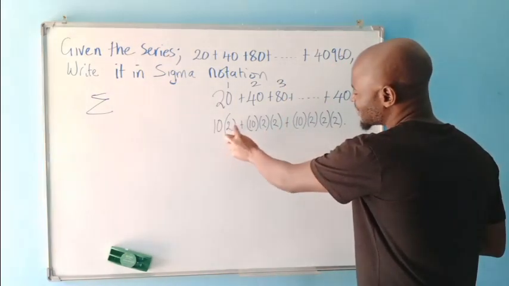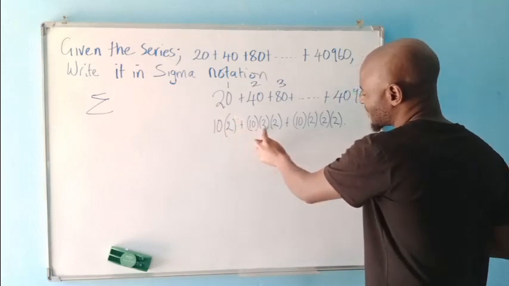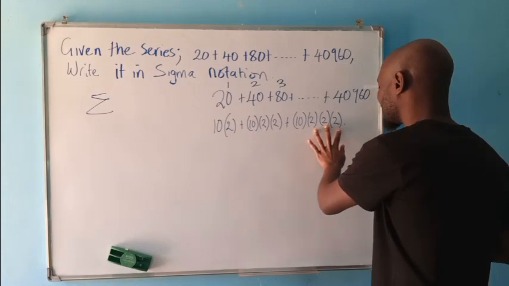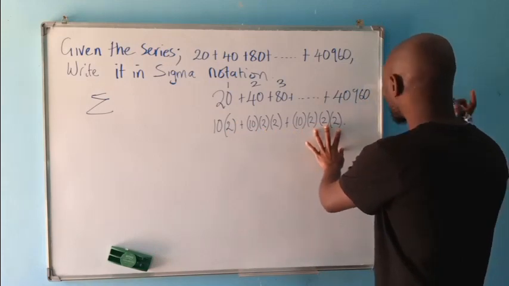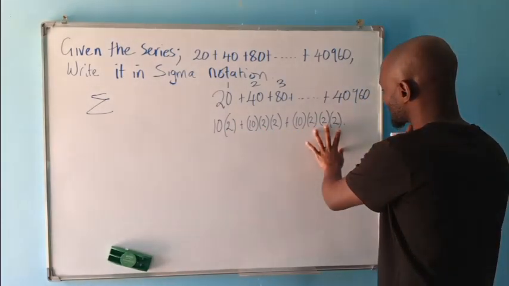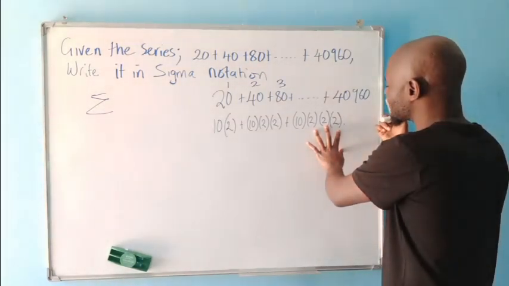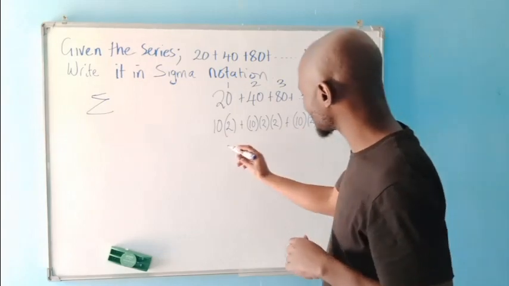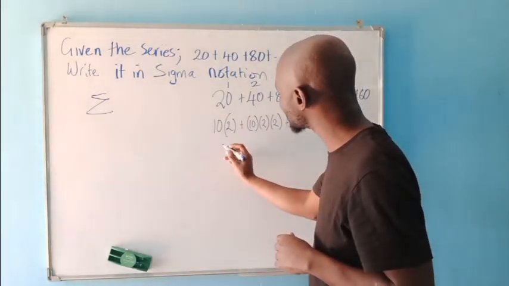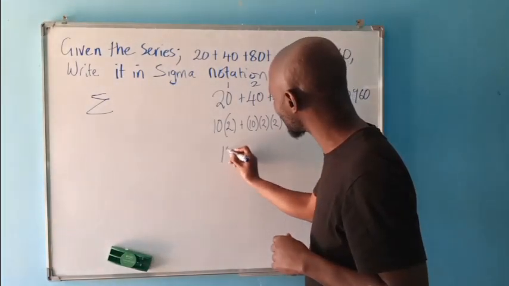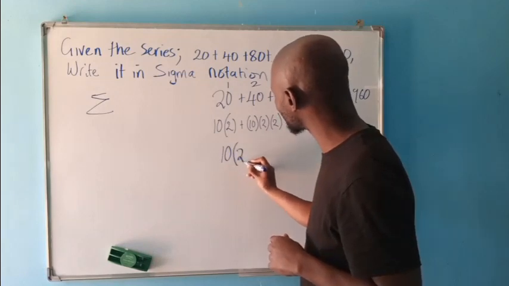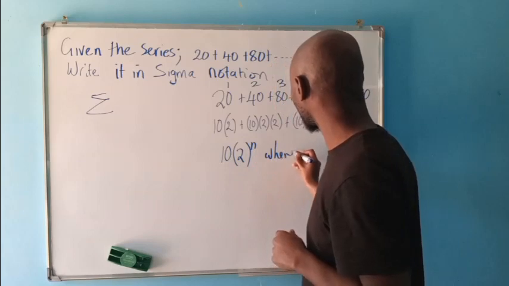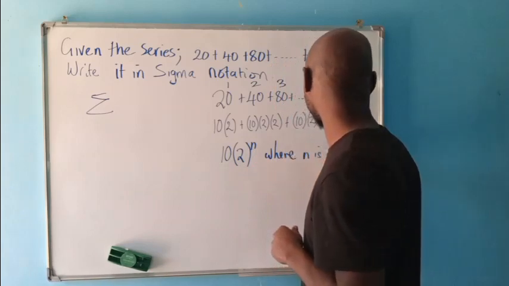So here 2 is to the power 1, here it's 2 to the power 2 because we are multiplying 2 twice, and here it's 2 to the power 3 for term number 3. So at each particular position, it will be 2 to the power of that position, then multiplied by 10. In other words, if we simplify, the formula observed here is 10 multiplied by 2 to the power n, where n is the position.